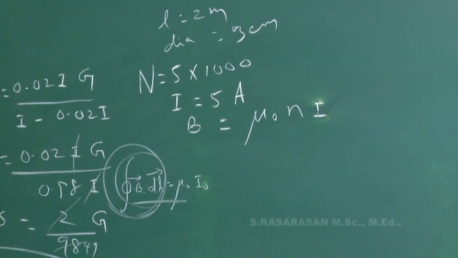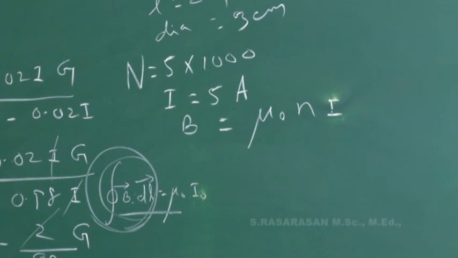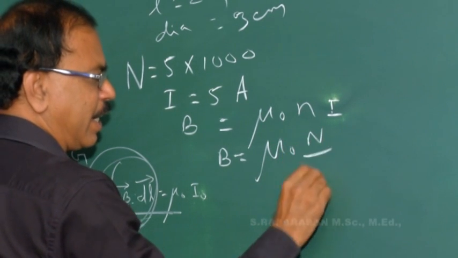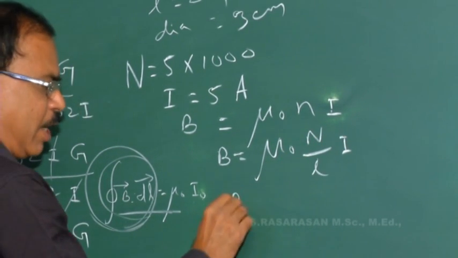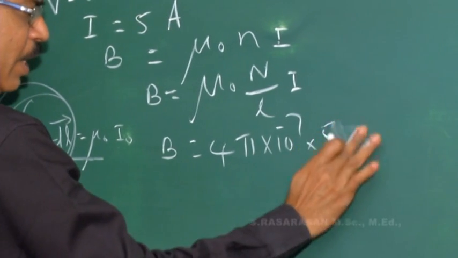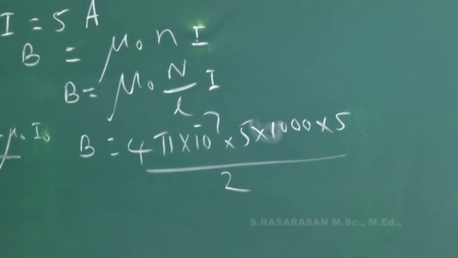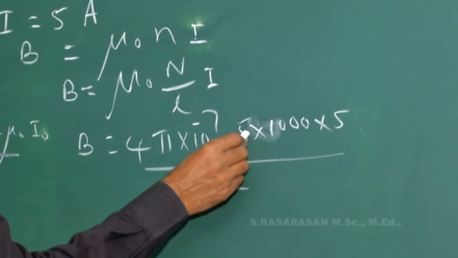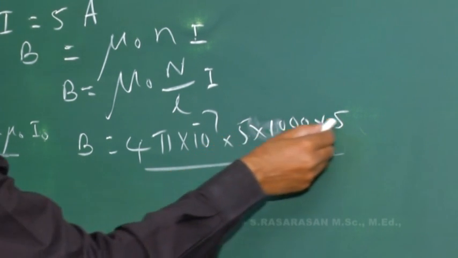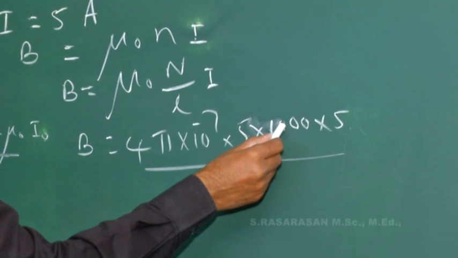So we found the magnetic field for a solenoid using Ampere's circuital law, where capital N is the total number of turns in the solenoid, and small n is the number of turns per unit length. So B is equal to mu naught N by L into I. This B is equal to mu naught 4 pi into 10 to the power minus 7, N is 5000, 5 into 1000. I is 5 ampere by L is 2 meter. Say 4 into 5, 20. 20 into 5, 100. 100 has 2 zeros, 3 zeros, 4, 5 zeros, 10 power 5.